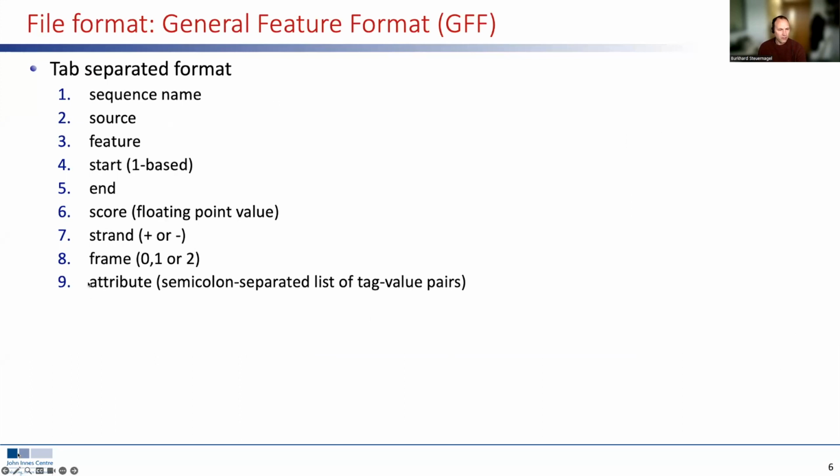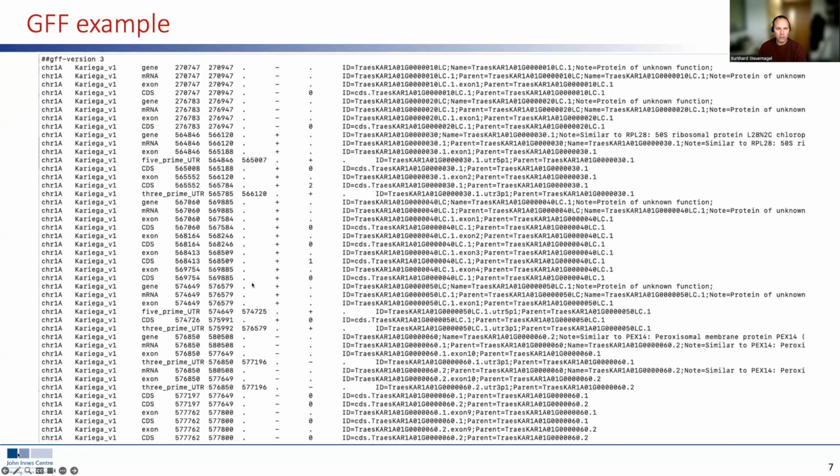The final column is then the attribute, which is a semicolon separated list of tag value pairs. So semicolon separated, and then tag value pairs. Here we have the tag ID, and then it's separated by an equals, and then this is the actual value. And a semicolon and the next tag value pair. So the ID of this gene is this name. And then we have a gene name, and we have some additional description here.